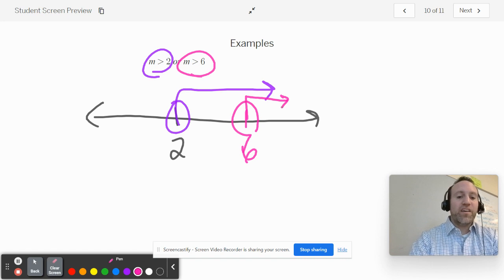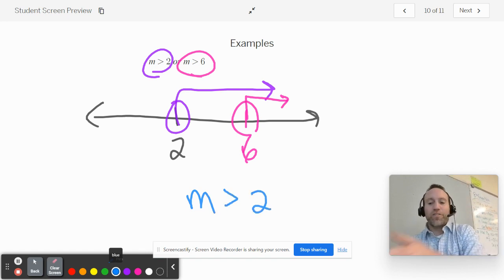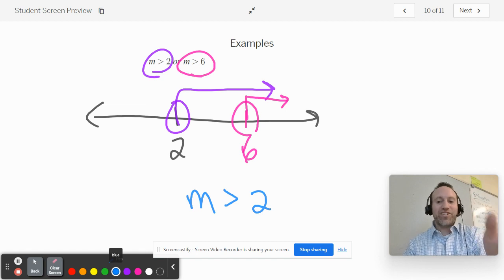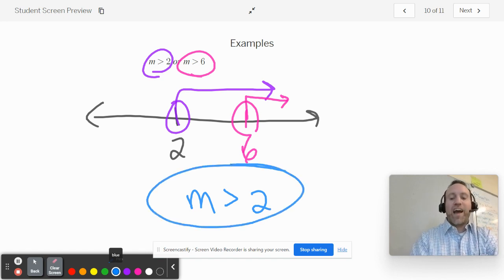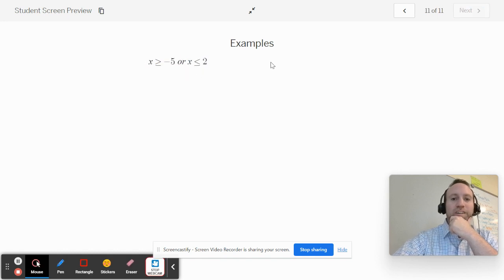So I can actually summarize this one up a little bit as any number greater than 2, because everything above 6 falls into that category. Anything that is shaded is going to be an answer. So the reality is I can actually write my answer as a simplified answer of m is greater than 2. In the last one, it's another or statement.